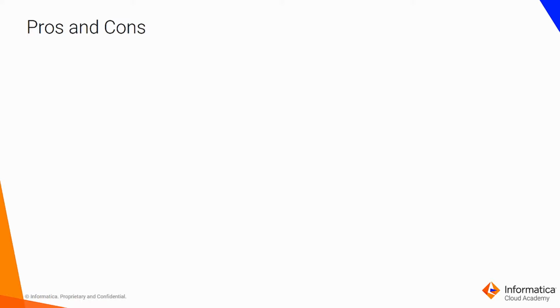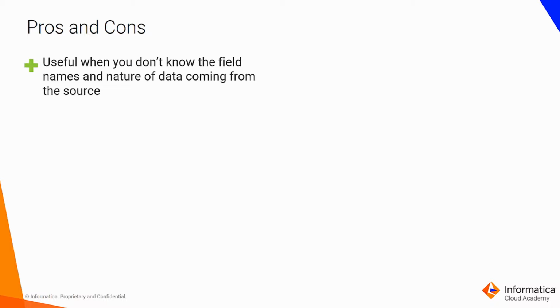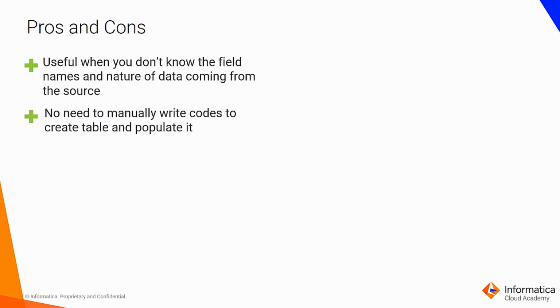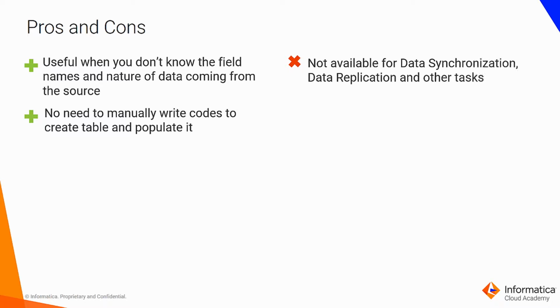All approaches have their own benefits and drawbacks. Here is what we see as the good and bad of dynamic mapping. It's useful when you don't know the field names and nature of data coming from the source. No need to manually write code to create a table and populate it. Not available for data synchronization, data replication, and other tasks.